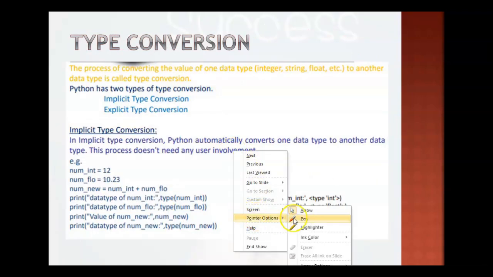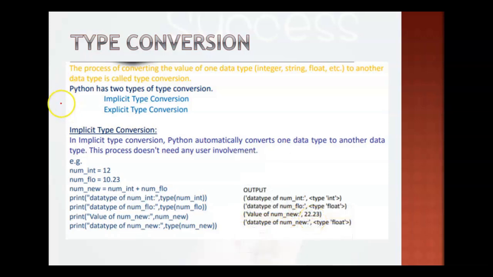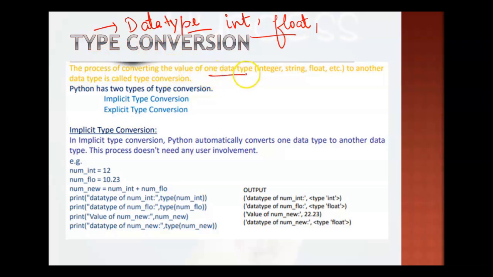Moving to the next part, we have type conversion. How can you convert the type? What is that type? Actually, type is data type. Int works for whole numbers. Float works for decimal values. These are the data types. Type conversion is how you convert one data type into another. The process of converting the value of one data type, such as integer, string or float, to another data type is called type conversion.